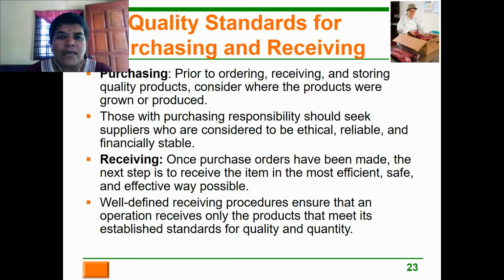Okay, quality control for purchasing and receiving. Purchasing. Prior to ordering, receiving and storing quality product, consider where the product was grown or produced. Those with purchasing responsibility should seek suppliers who are considered to be ethical, reliable, and financially stable. Okay. Receiving. Once a purchase order has been made, the next step is to receive the item in the most efficient, safe, and effective way possible. A well-defined receiving procedure ensures that an operation receives only the product that meets its established standard for quality and quantity.